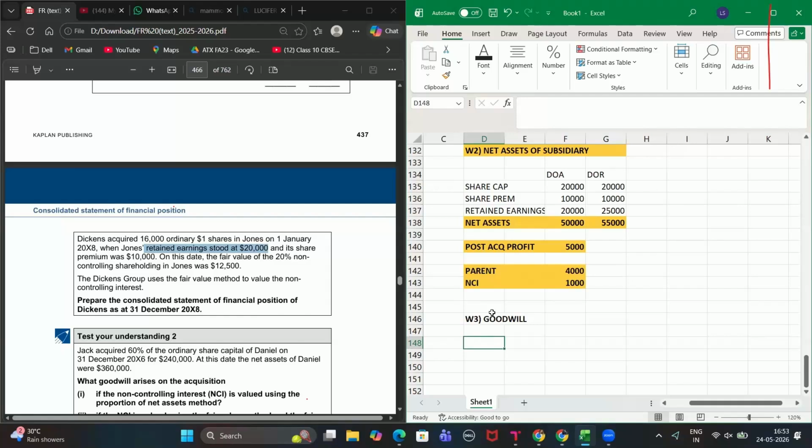Purchase consideration. Okay. What else? Fair value of NCI, right? Are these the only required values? Net assets at acquisition. That's very important. Okay. So tell me one by one.